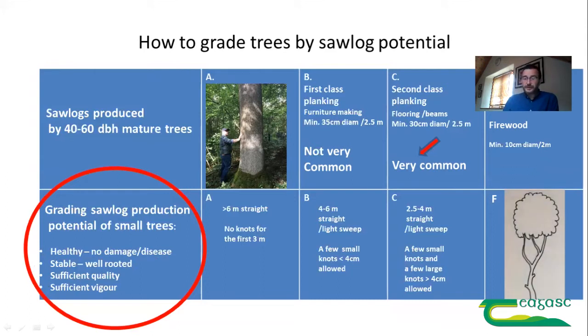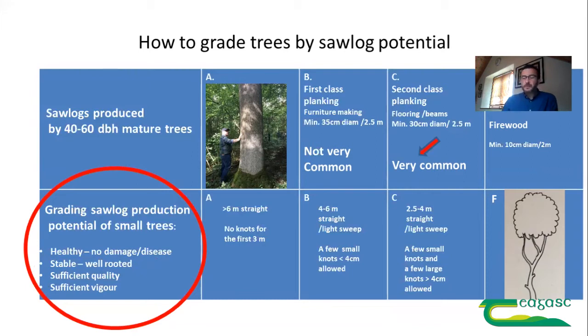So any tree that doesn't have any potential for growing sawlog of any grade, maybe a firewood tree, can be retained definitely for its biodiversity or landscape value, importantly, or be removed, thinned out, if competing with better quality trees. So it's important that we don't select for retention trees like this.